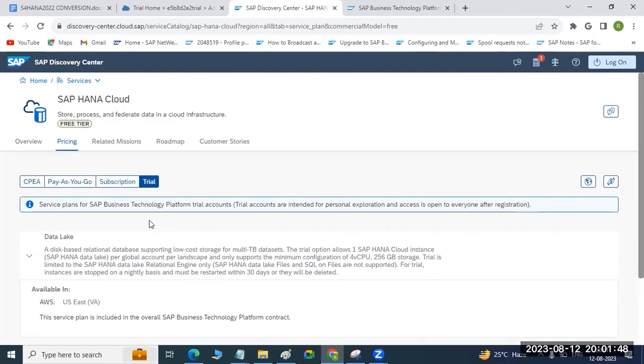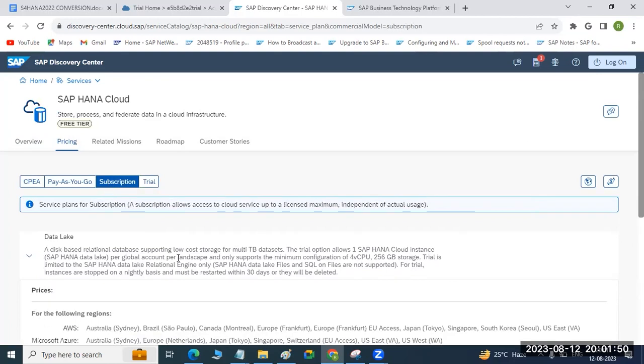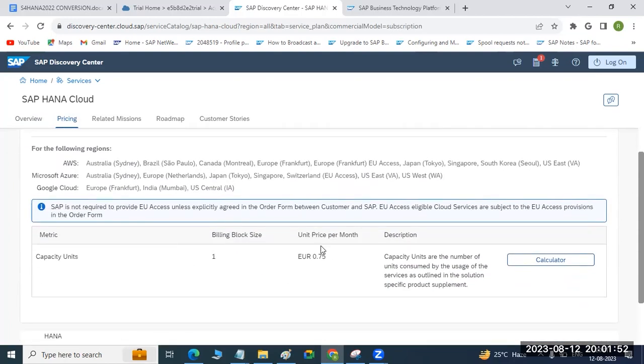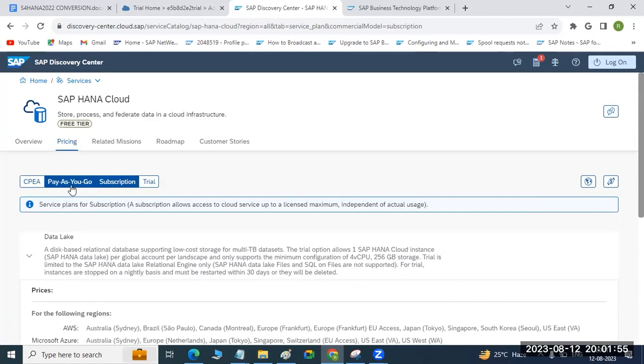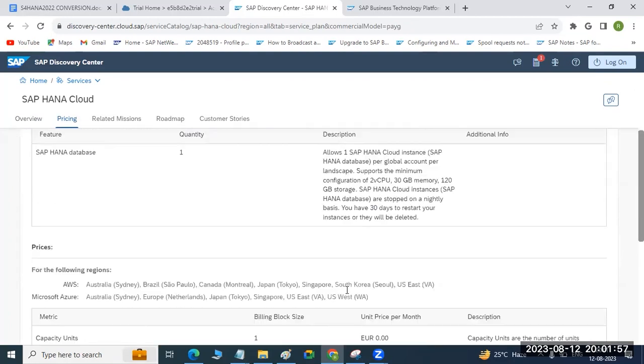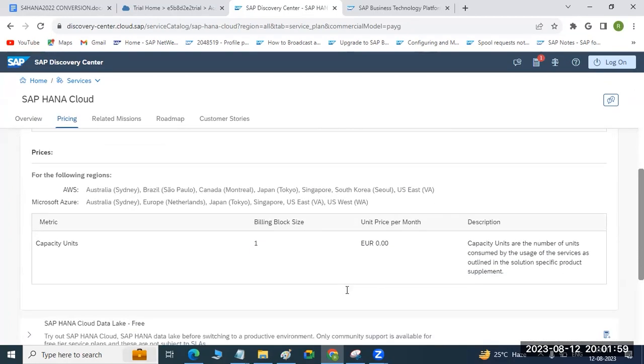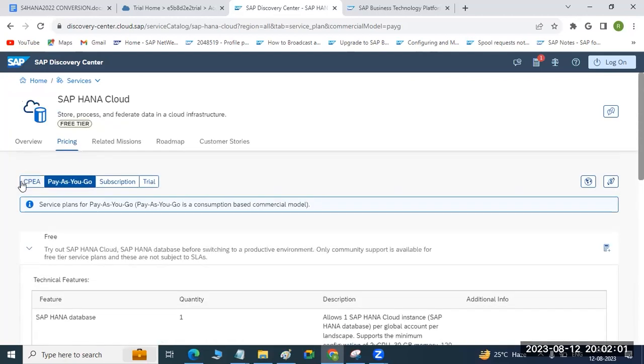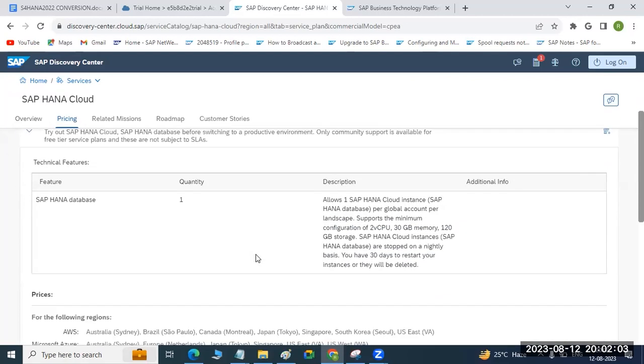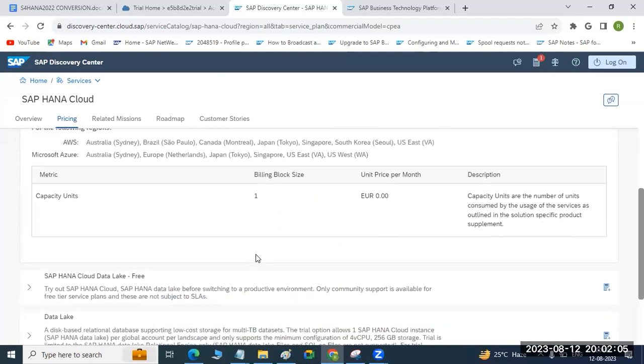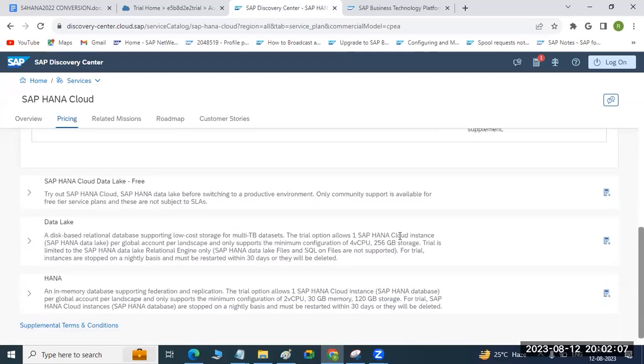Now, if you want to take more, then go to the subscription based model, right? What is the amount you have to pay per month? Go to the pay as you go model. It's a fixed cost. Pay as you go is a fixed cost. When you go to the CPEA model, you will get more here. For the CPEA model, you have to just go for the calculator. Then you can calculate how much amount you have to pay for this one, right?